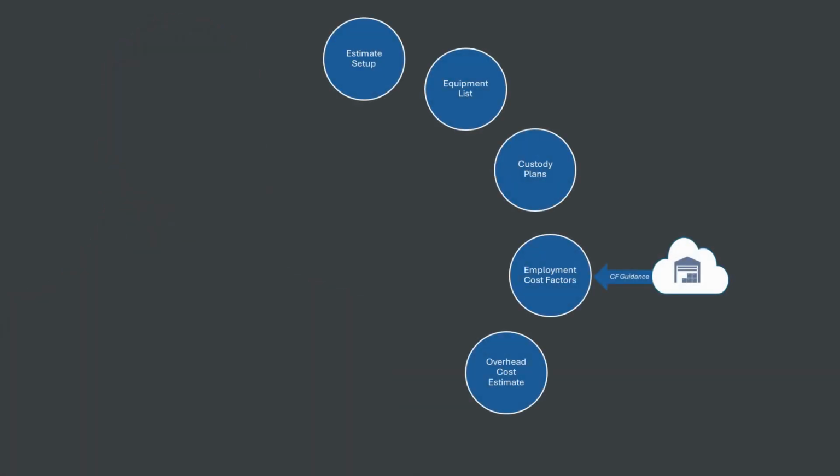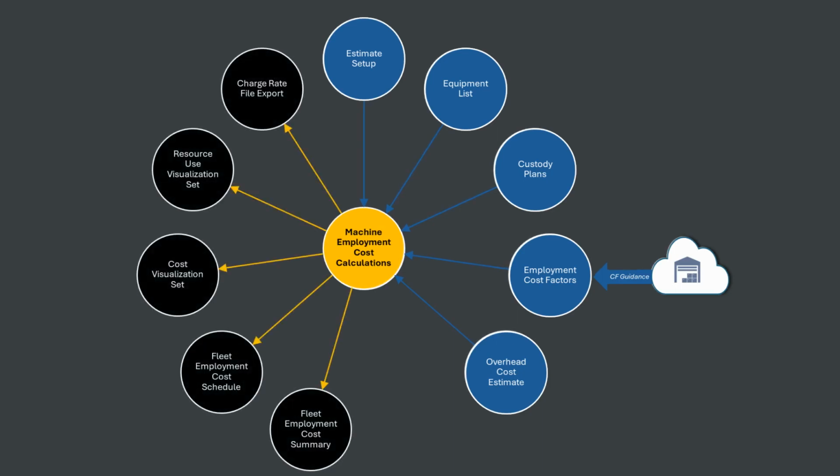Here's how the sheets that make up Ironworks work together. The blue-tabbed sheets store the variables that drive machine employment cost calculations, which you specify with help from Ironworks' cloud-based data warehouse. The gold-tabbed sheet contains the machine employment cost calculator. It processes the values specified in the blue-tabbed sheets and reports cost, resource requirement, and charge rate results for every machine in your fleet to the black-tabbed sheets. The black-tabbed sheets store those calculation results for your review and assessment.